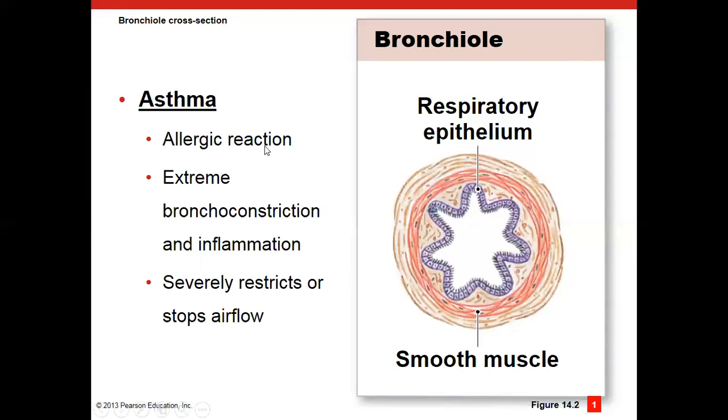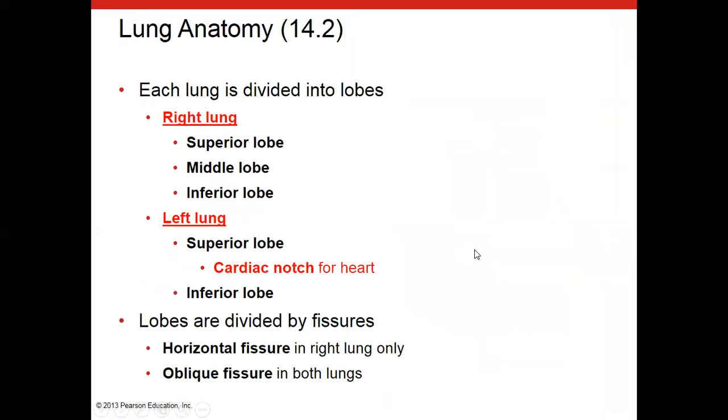In asthma, if you have asthma or if you know somebody who's had an asthmatic attack, it's typically an allergic reaction, and it causes severe and extreme bronchoconstriction where this smooth muscle constricts and decreases the size of this airway, making it really hard to get air into and out of the lungs. And that can also lead to inflammation. Usually if it's an allergic reaction, there's inflammation nearby, and that can further constrict the airways and even stop airflow.